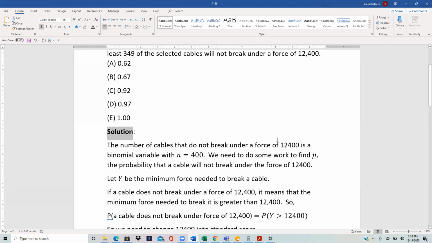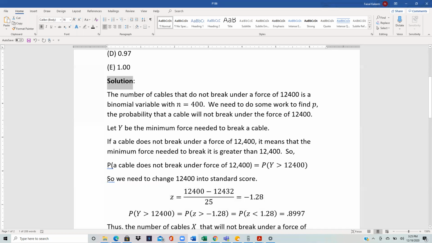So let Y be the minimum force needed to break a cable. If a cable does not break under a force of 12,400, which means that if the force is 12,400 or under it, then the cable does not break. So then that means that the minimum force that is needed to break the cable is greater than 12,400. Since we're calling that minimum force Y, the probability that a cable does not break under a force of 12,400 is the same as the probability that the minimum force needed is greater than 12,400. And this is the little p.